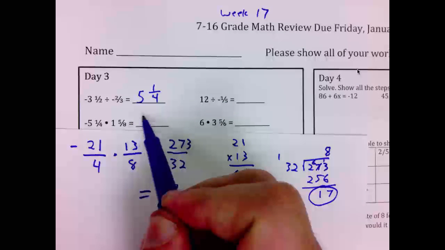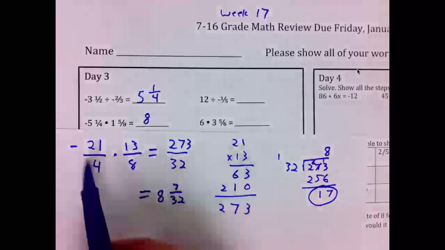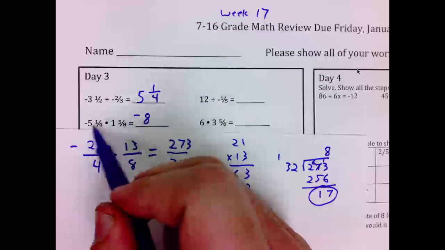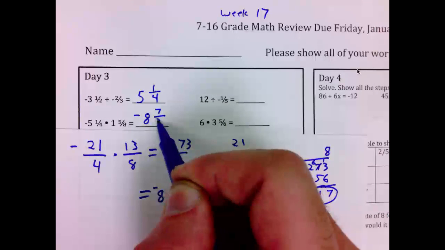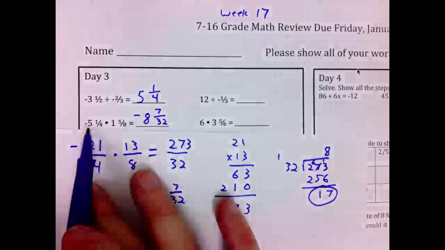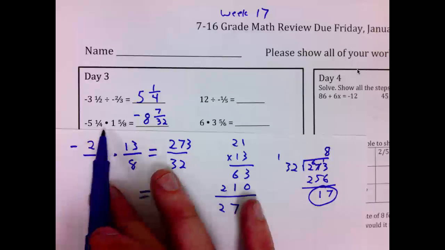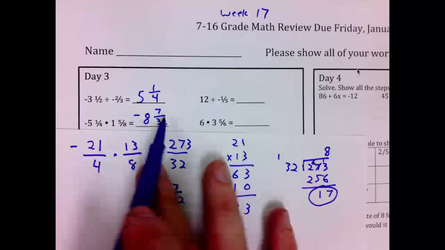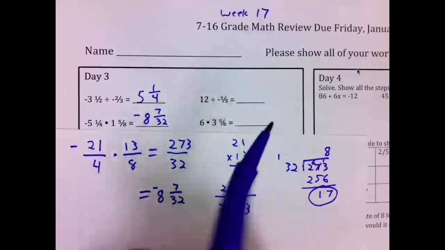Alright, question. Is this response reasonable? And it should be negative. It's a negative there, because a negative times a positive is a negative. 8 17/32. Well, this is about 5. This is about 1 1/2. 5 times 1 1/2 would be 7 and some. So this is at least a reasonable answer. 8 is in the ballpark.